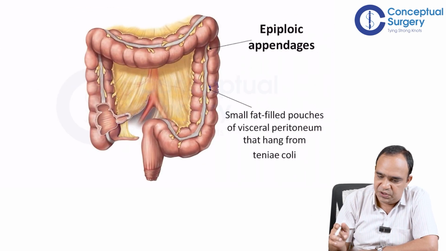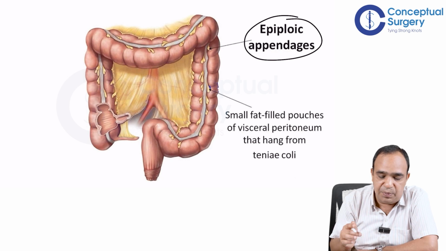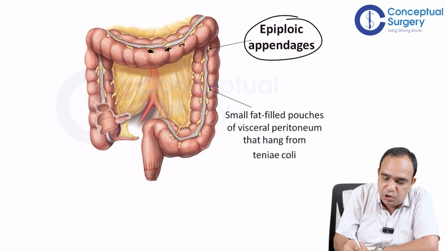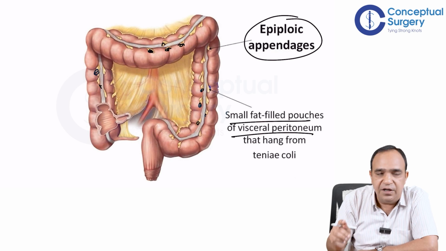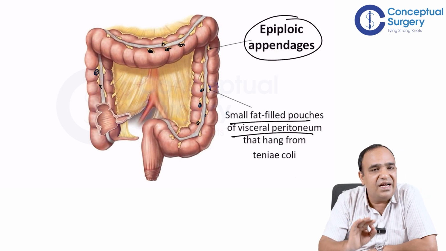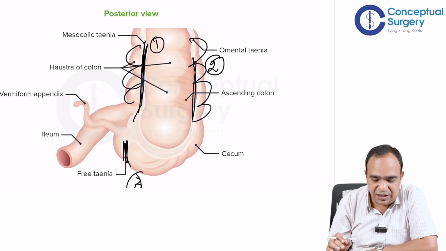I think, yeah, that's a picture. Epiploic appendages, appendices epiploicae. You can see these small dots all across the colon. These are small fat-filled pouches. This is not found in small bowel or anywhere else. Only in the large bowel, the colon.